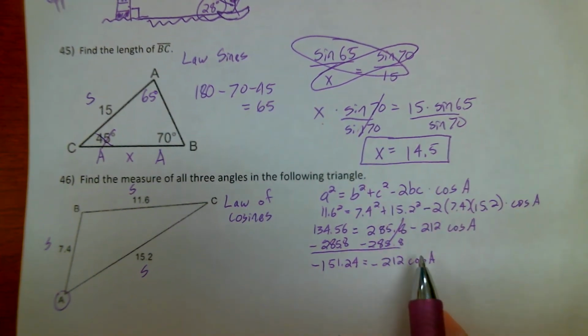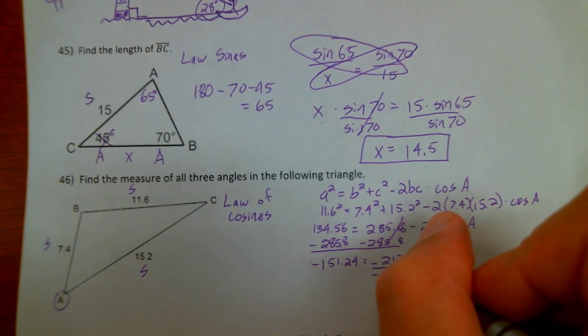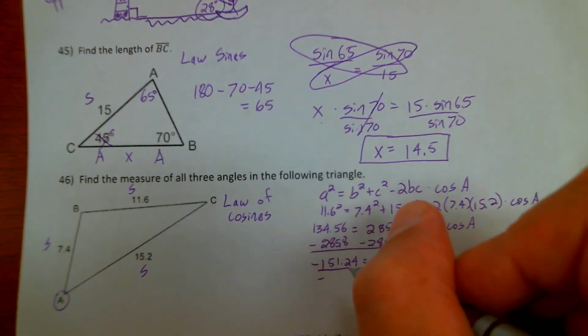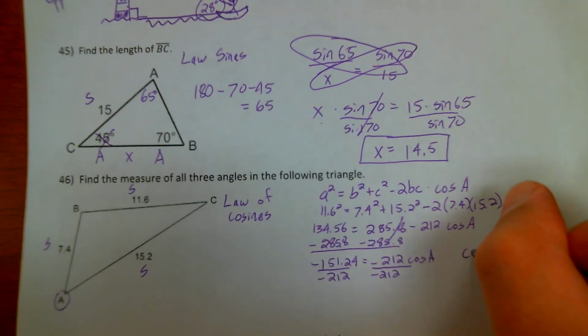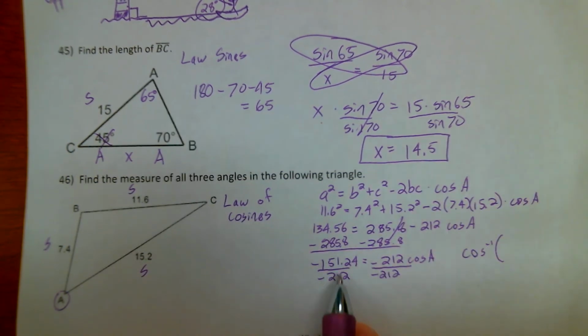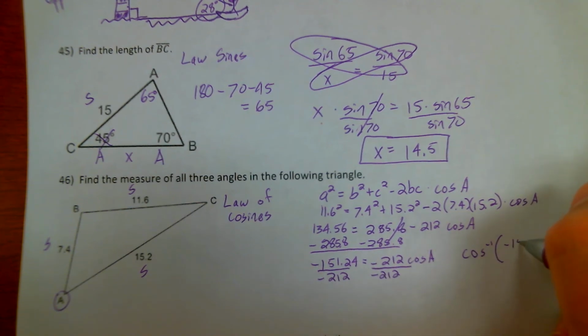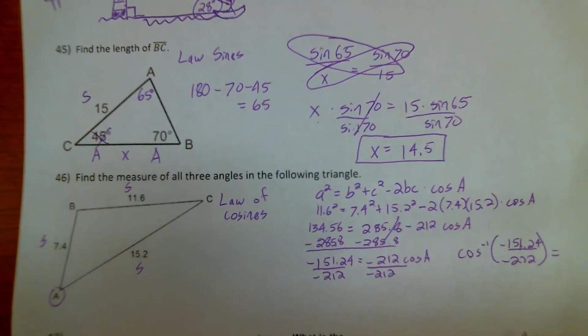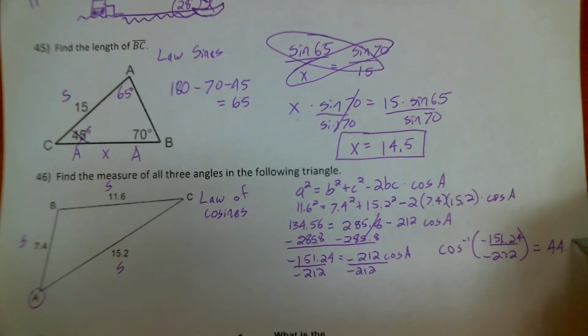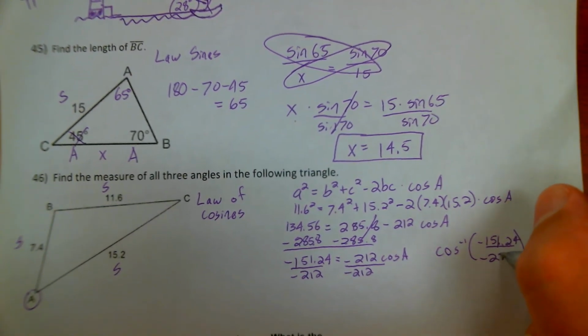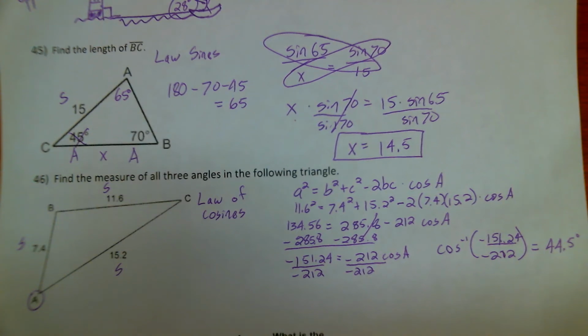All right, I'm trying to find an angle. Okay, so I need to divide both sides by negative 212, but I'm finding an angle, so I need to do the inverse. So I need to do the inverse cosine of negative 151.24 divided by the negative 212. And if you type that into your calculator, that comes out to be approximately 44.5 degrees. Okay, so that's angle A.